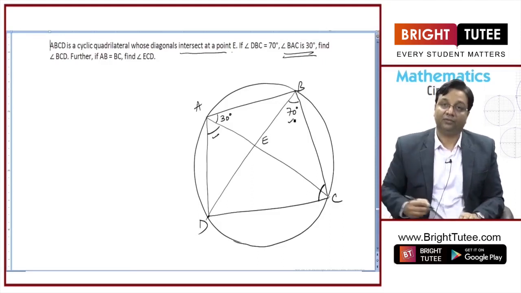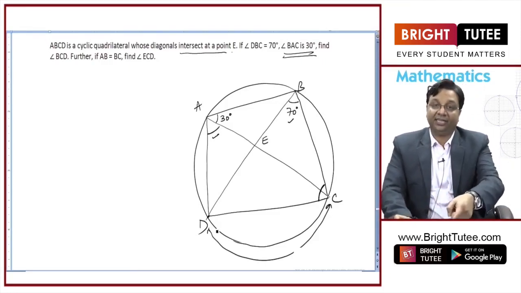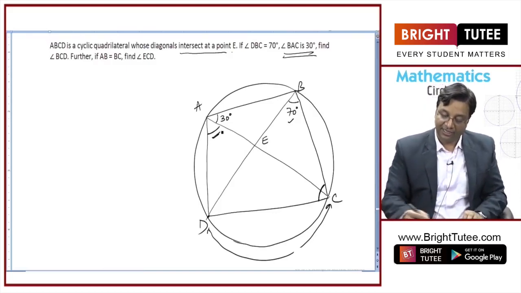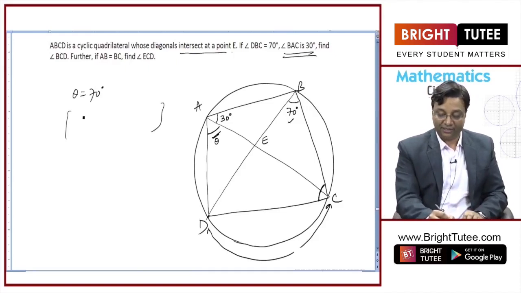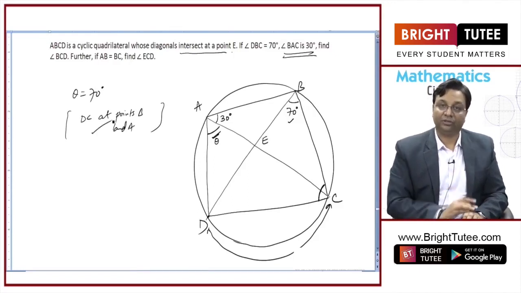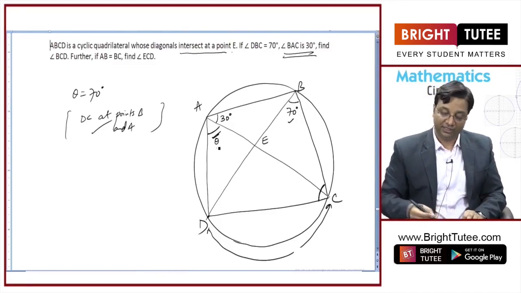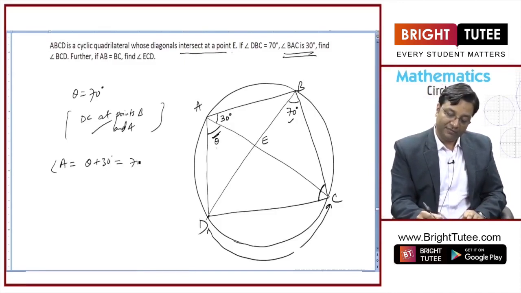This angle is equal to this angle. Why? Because if you talk about this arc here, arc CD, it subtends equal angles at point B and at A. So this angle here, angle DAC, if I name it theta, theta will be equal to 70 degrees. The reason is angle subtended by arc DC at points B and A are equal. Okay, so you write this statement yourself. I am just writing theta is equal to 70 degrees. Now I know angle A is equal to theta plus 30, that is 70 plus 30 equal to 100.